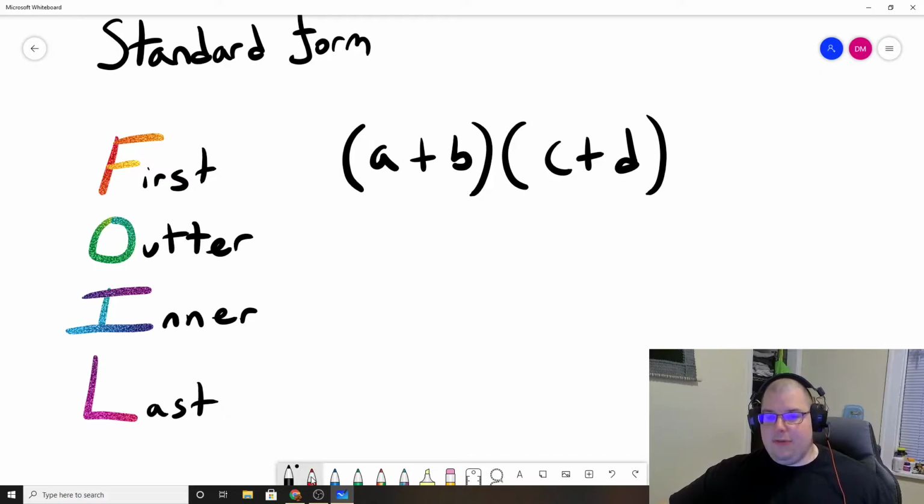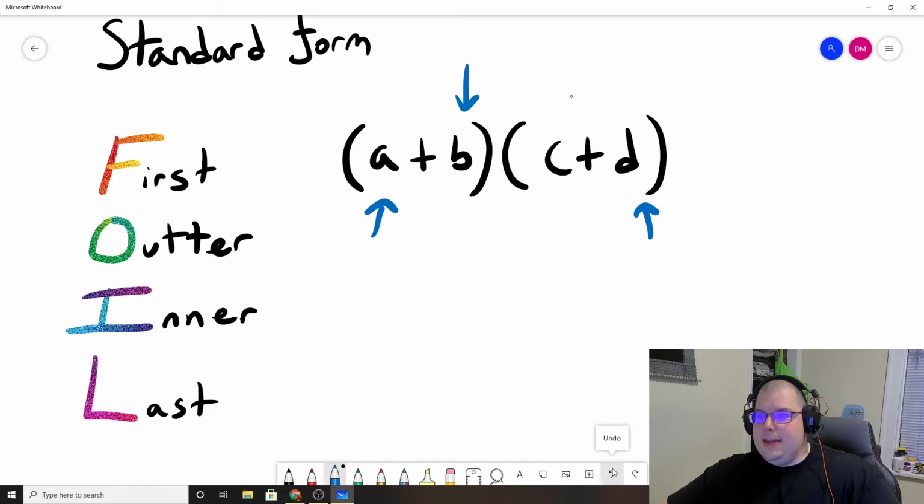First, let's talk about FOIL. In the two binomials, each binomial has a first term and a second term. So first and second terms. And then if you're looking at this thing as one whole piece, there's outside terms, in this case a and d, and then inside terms b and c. So that's kind of how we're referring to these things.